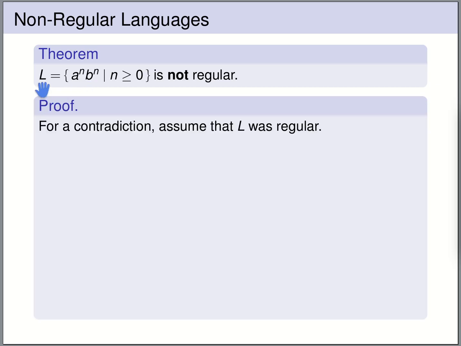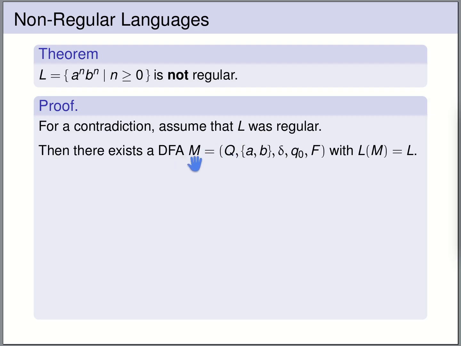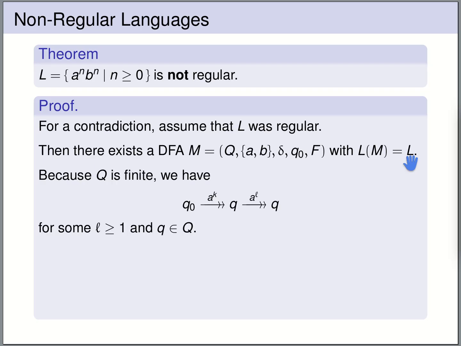So, for contradiction, assume that the language L would be regular. If so, then there must be a deterministic finite automaton that accepts the language L. Now, it's a finite automaton, so it has a finite number of states. That means if we start in the starting state and we keep reading a's, at some point there has to be a repetition of some state. Because we have a finite number of states, we cannot get new states all the time. At some point, some state has to repeat.